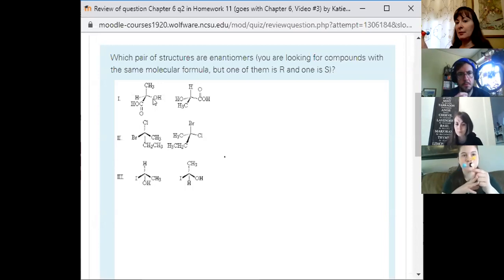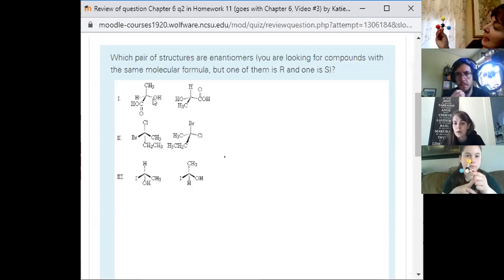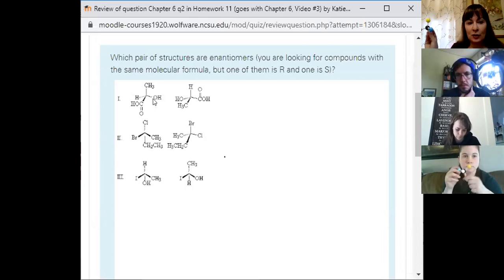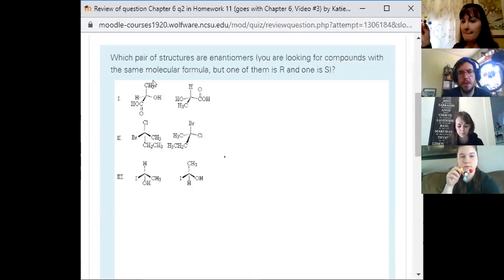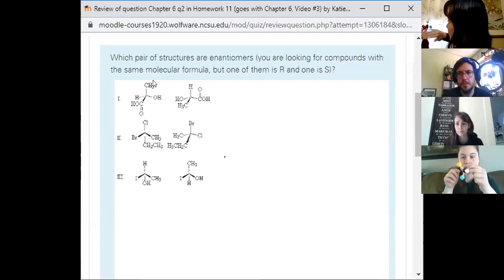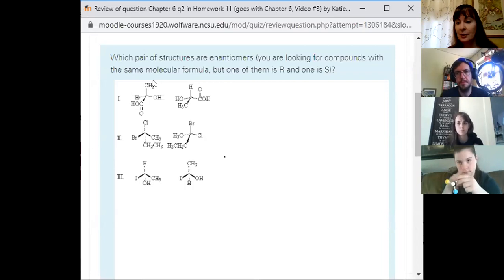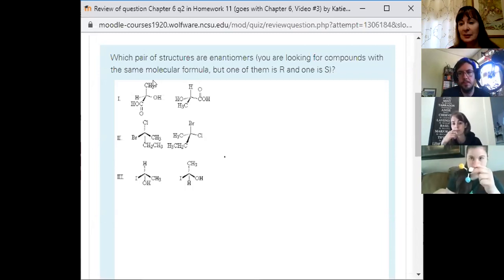So here's the model that I built, and I'm going to hold it facing away from you. And I'm going to ask you, if you're going from blue to red to yellow, which direction are you going? Are you going to the right or are you going to the left? Blue, red, yellow. You're going to the right.